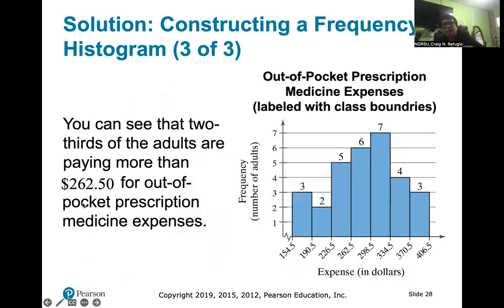So we have here, you can see that 2/3 of the adults are paying more than 262.50 for out-of-pocket prescription medicine expenses. So look at some 2/3 of the adults. So you can estimate what is 2/3. So that's 2 divided by 3. Try to find out if you have that 2/3.